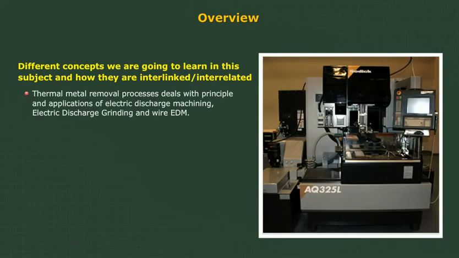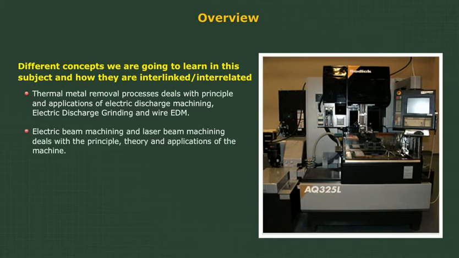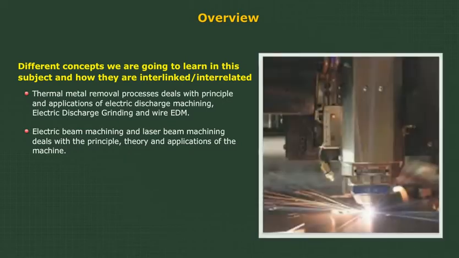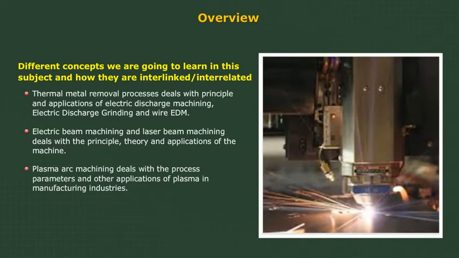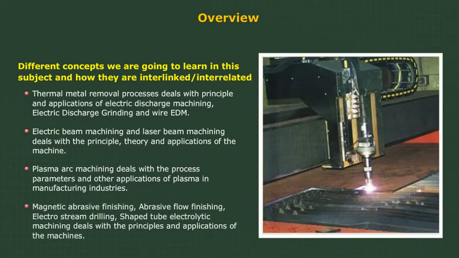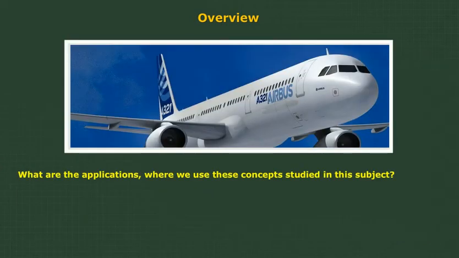Thermal metal removal processes deals with principle and application of electric discharge machining, electric discharge grinding, and wire EDM. Electron beam machining and laser beam machining deals with the principle, theory, and application of the machine. Plasma arc machining deals with the process parameters and other applications of plasma in manufacturing industries. Magnetic abrasive finishing, abrasive flow finishing, electro-stream drilling, shaped tube electrolytic machining deals with the principles and applications of the machines. What are the applications? And where do we use the concepts studied in the subject?